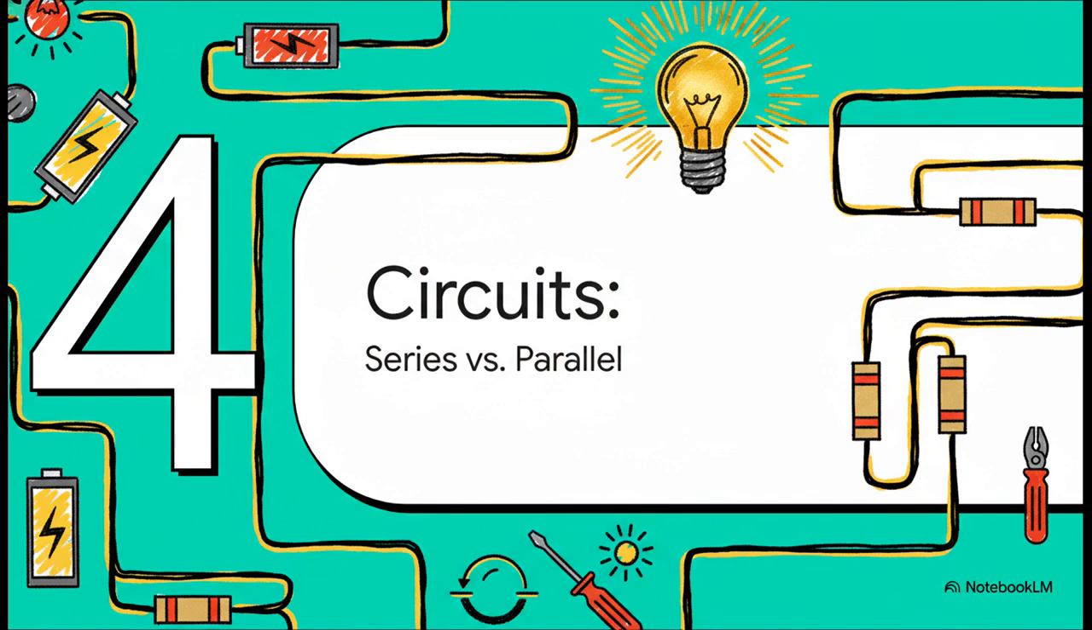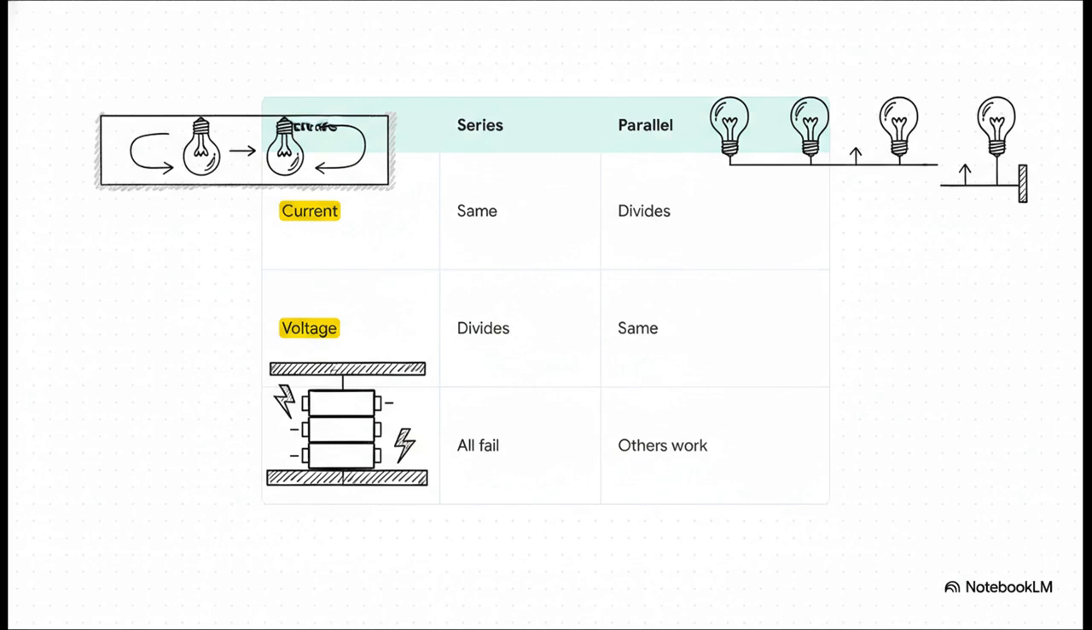Okay, so we've got our tools, we've got our golden rule. Now let's see what happens when we start actually building things, connecting components together. This is where it gets really practical. So there are two main ways to connect things, series and parallel. In a series circuit, think of a single-lane country road. The amount of traffic, the current, has to be the same everywhere on that road. But the voltage, or the energy, gets spent a little bit at each component along the way.